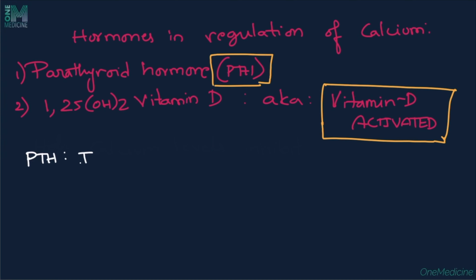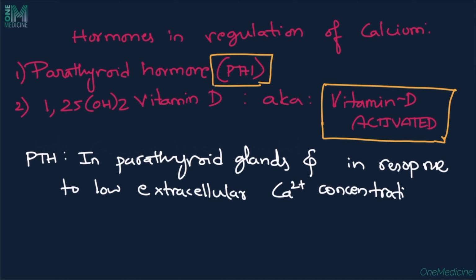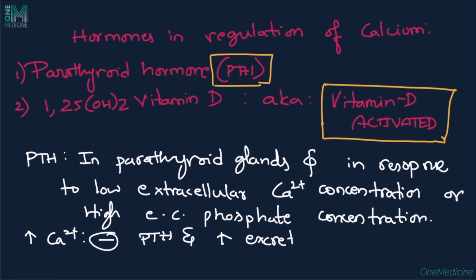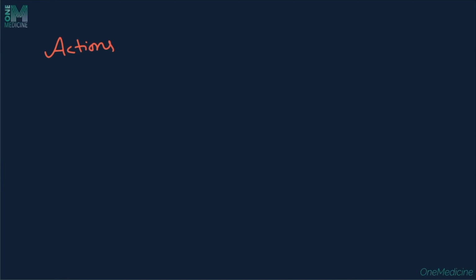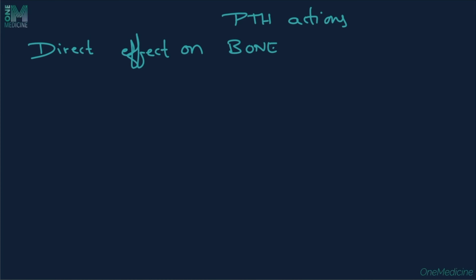Parathyroid hormone is produced in the parathyroid glands and is produced and released in response to a low extracellular calcium concentration or a high extracellular phosphate concentration. High calcium levels inhibit parathyroid hormone secretion and promote its metabolism and excretion. Hypomagnesemia also reduces parathyroid hormone production. Actions of parathyroid hormone include direct effect on the bone, direct effect on the kidney, and indirect effect on the gut. Direct effect on the bone.